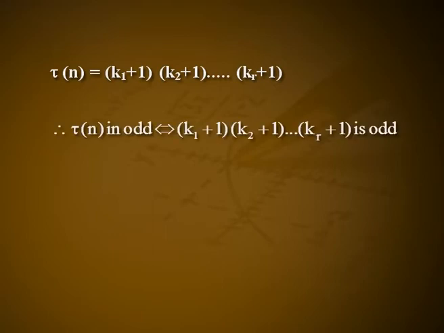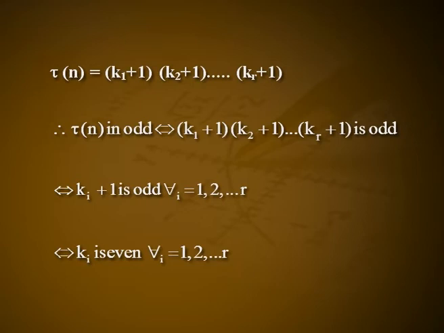Therefore, τ(n) is odd if and only if (k_1 + 1) into (k_2 + 1) into etc. into (k_r + 1) is odd, if and only if k_i + 1 is odd for every i equal to 1, 2, etc. r, if and only if k_i is even for every i equal to 1, 2, etc. r. Suppose k_i is equal to 2n_i, i equal to 1, 2, etc.